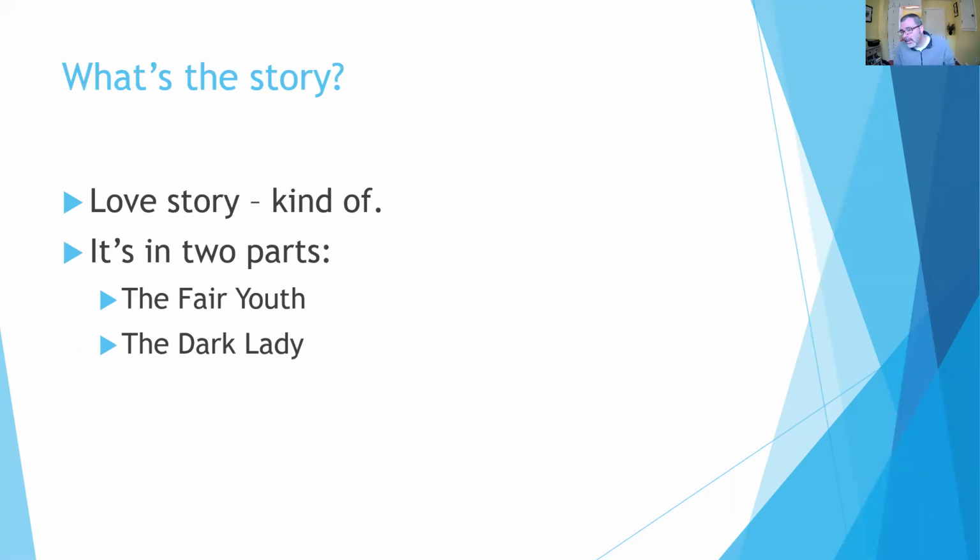Well, it's a love story, kind of, I suppose. And the reason why I say kind of is because it's sort of a one-way street. It's unrequited, if you will. The speaker, the one telling the story, the poet, has great, profound affection for the fair youth. He also feels love for the so-called dark lady. But both of those characters don't feel as strongly towards him as he feels towards them.